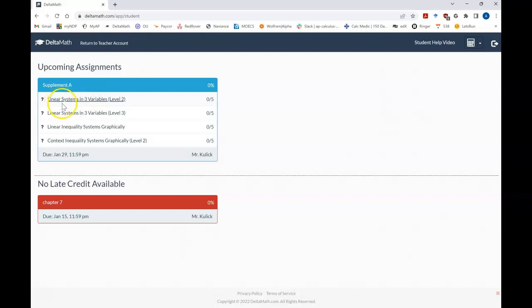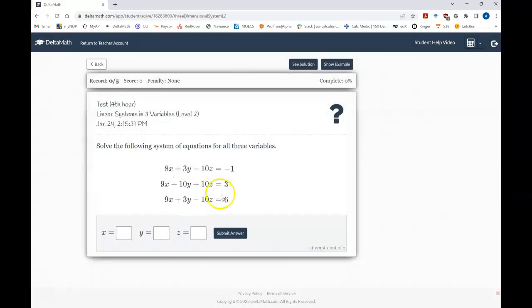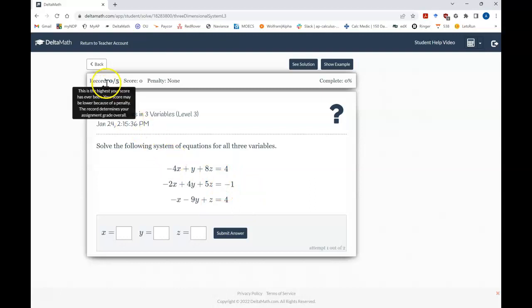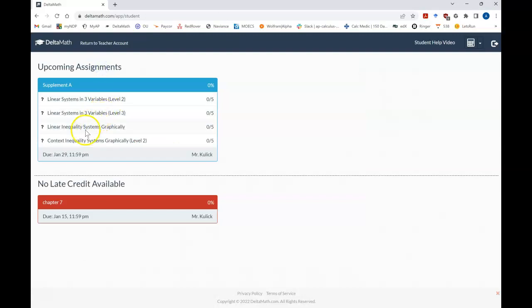So there's 4 kinds of problems. So solving a 3-variable system, they have level 2 and level 3. I don't know what the difference is going to be. I looked at them and there's nothing obvious that stood out between them. I'm guessing one of them you can get fraction answers and the other one you can't. But I don't really know.